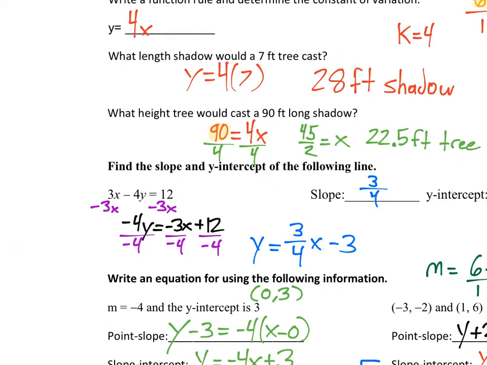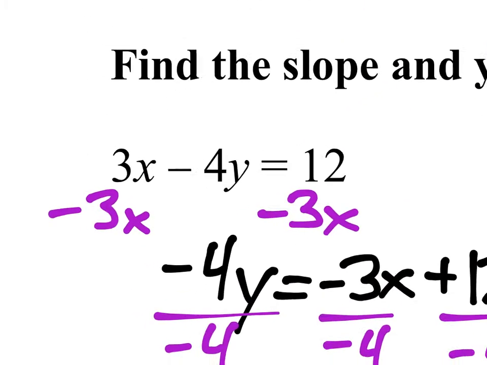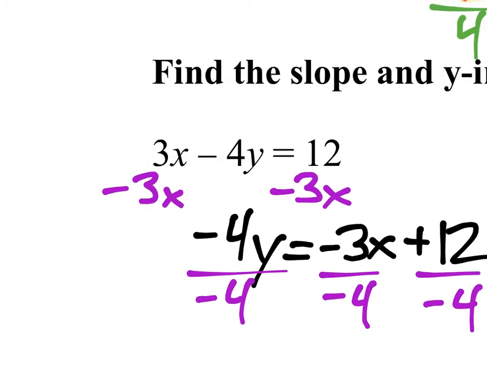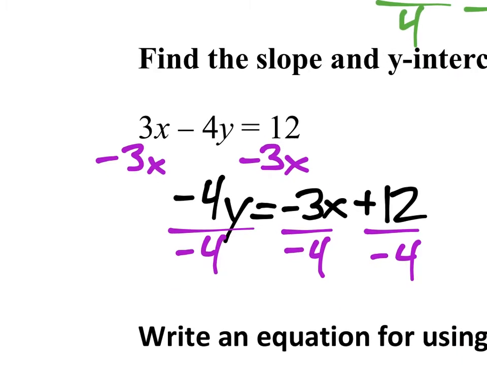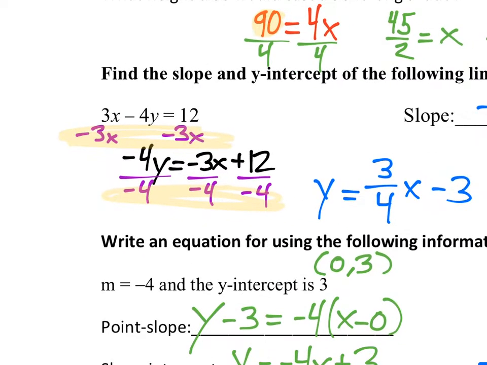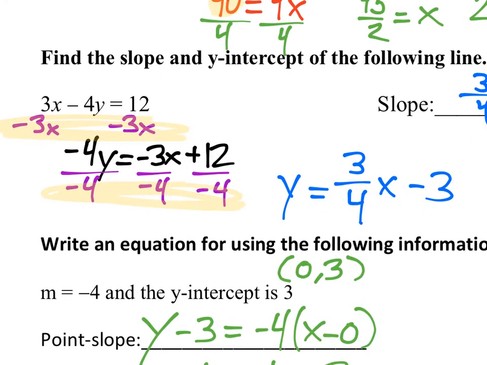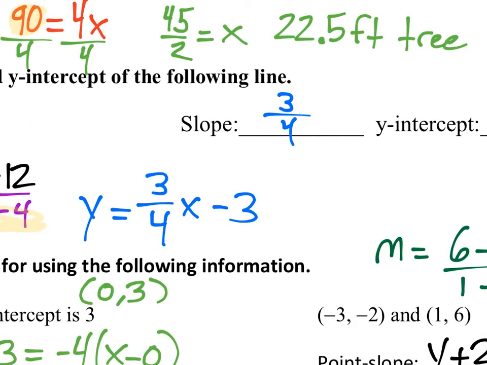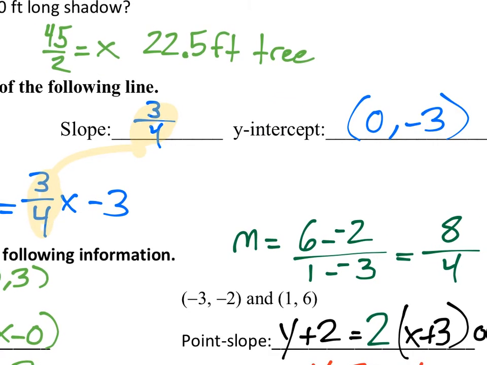All right. Find the slope and y-intercept of the following line. This equation is in standard form. It's very important we know how to put it into y equals mx plus b by moving our x term, then dividing all by the number with y. Once you sort that math out and simplify, you get this here. And remember, your slope is the value with x, and your y-intercept is 0, comma, the number on the end.